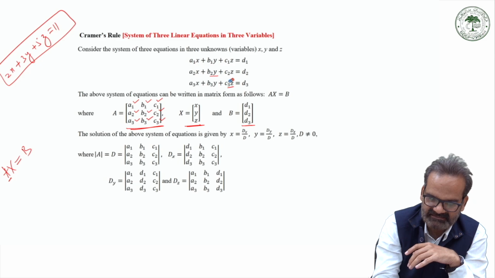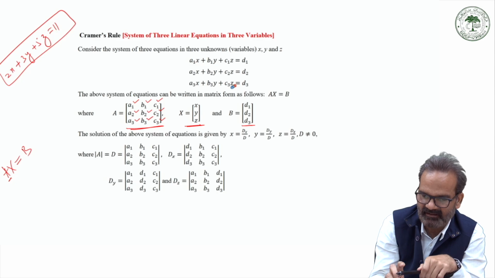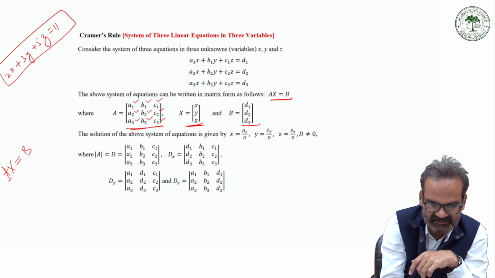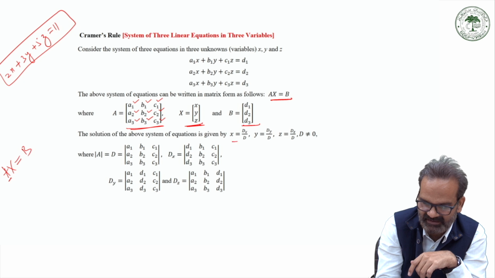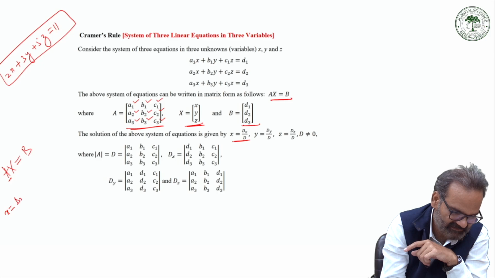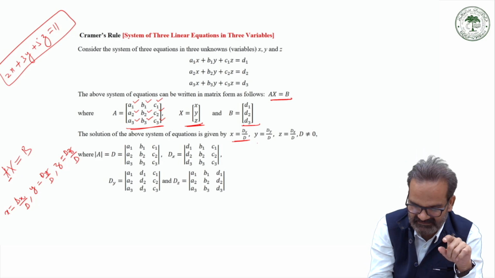Now, if we have written Ax equals B, and what we did next: A is this, X is this, and B is this. The solution of the above system of equations is given by x equals Dx divided by D. As usual, x is Dx divided by D, y is Dy divided by D, and z is Dz divided by D. What is D?